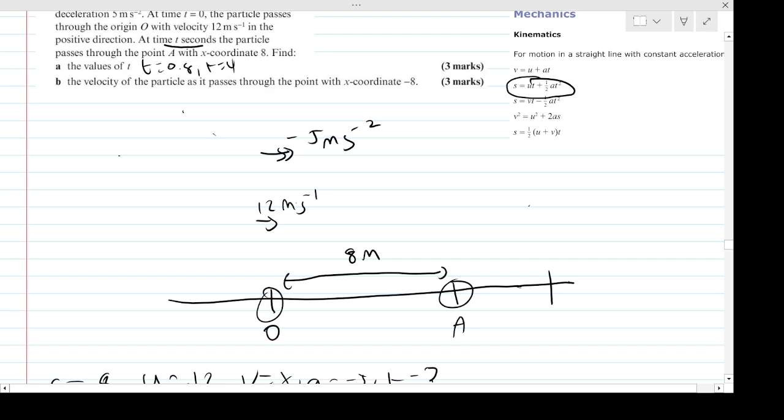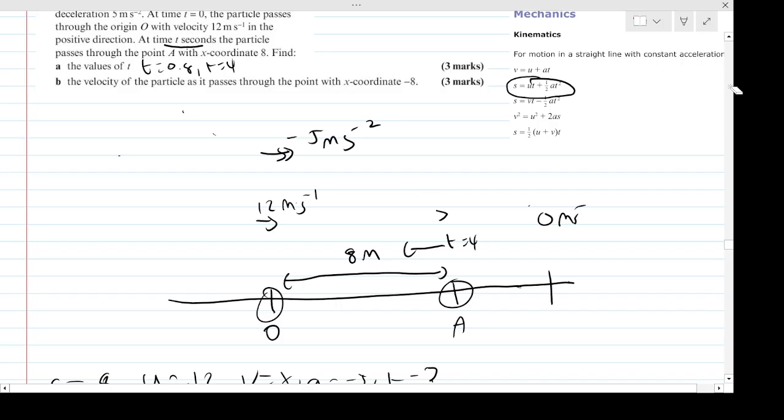And again, that means when it passes through A the first time, when it moves forward, that's when t is 0.8. Then obviously it's going to come to rest here. Then it's going to move backwards. And when it moves backwards, that'll be at time t is 4. Okay, so that's the idea.